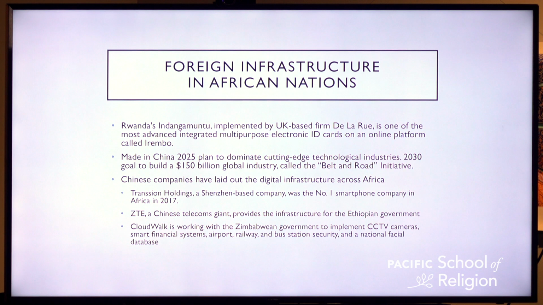What's happening is that the infrastructure of these nations is changing. I'm going to focus a lot on African countries in this talk, because that's where we're seeing most of the investment happening by China. The Made in China 2025 plan was a plan to dominate cutting-edge technological industries, and they have a 2030 goal to have a $150 billion global industry, called the Belt and Road Initiative. In China, they've massively facilitated the growth and adoption of artificial intelligence, more so than any other country in the world.